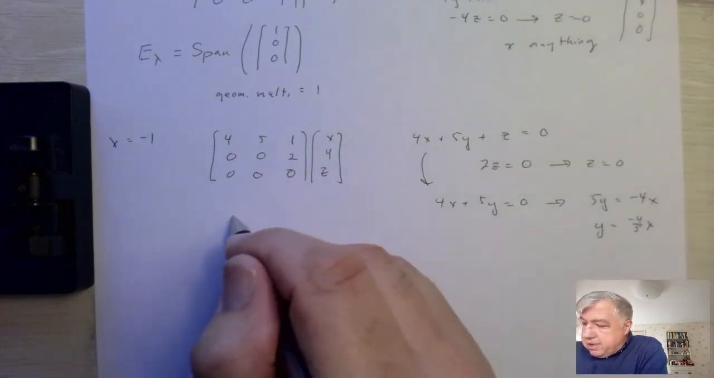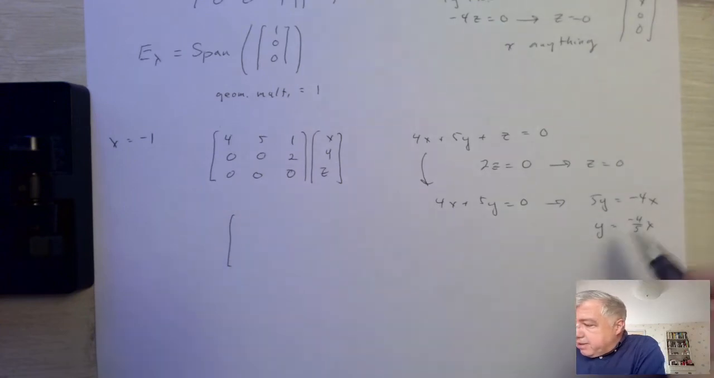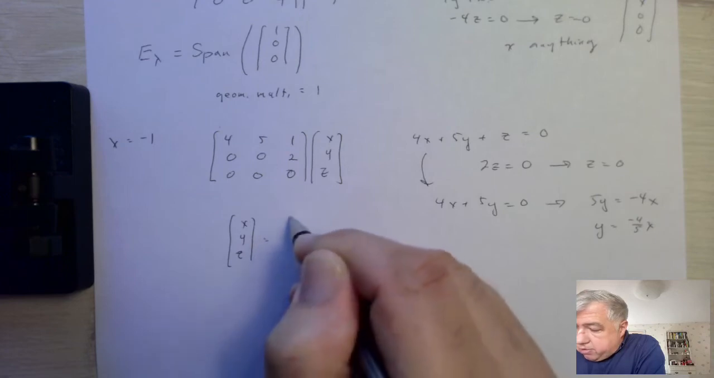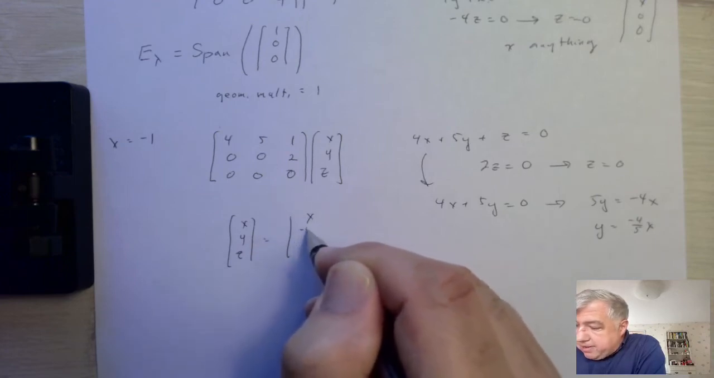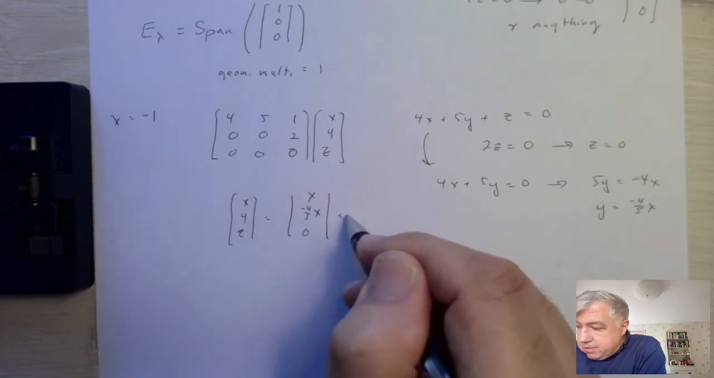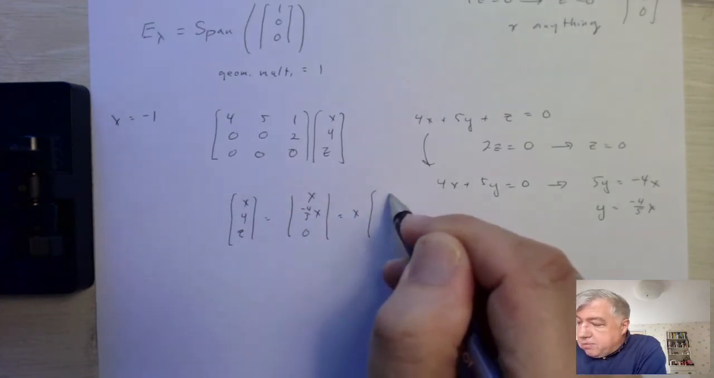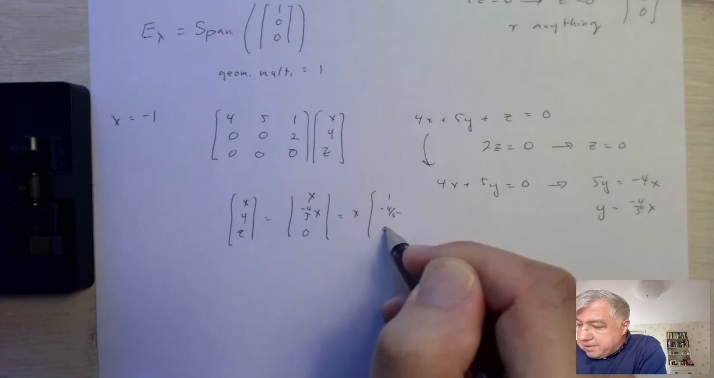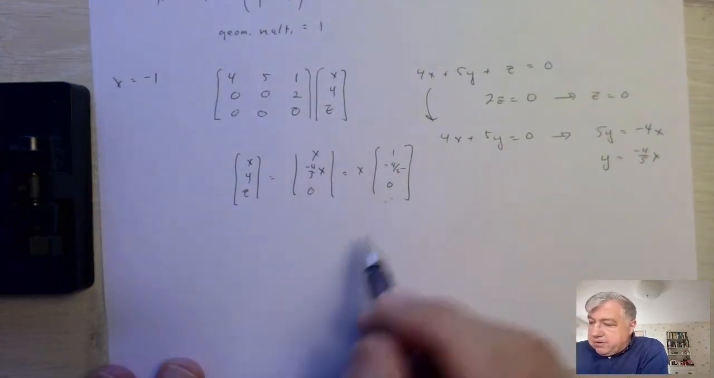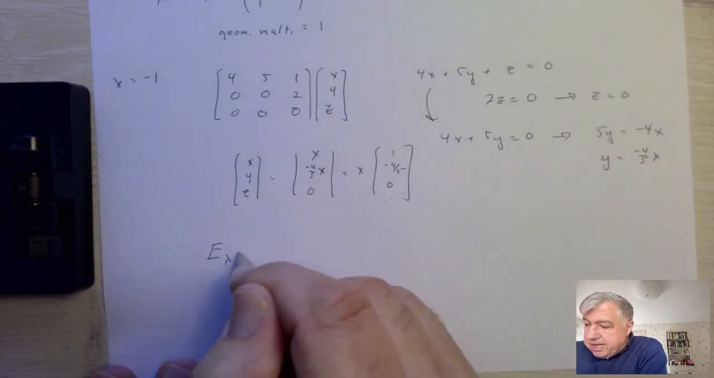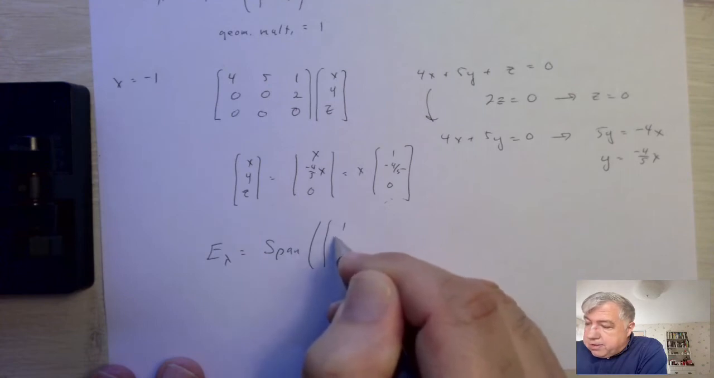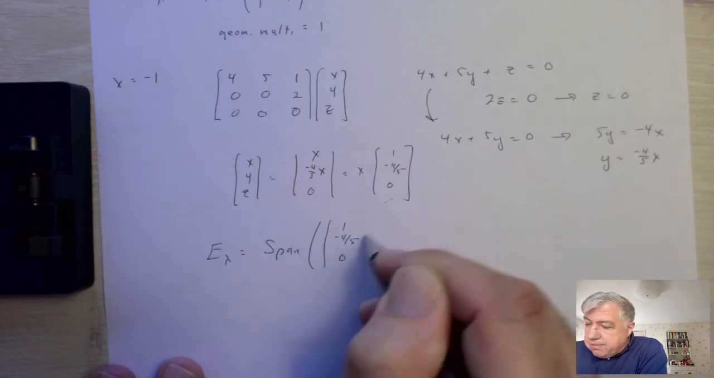So we'll get that our vector (x, y, z) will be (x, negative 4/5 x, 0), which is x times (1, negative 4/5, 0). And so this is our eigenvector, or one of our eigenvectors. So our eigenspace is the span of (1, negative 4/5, 0).